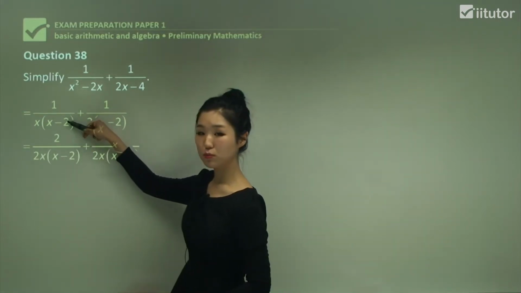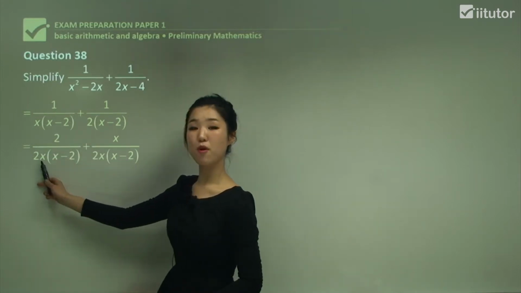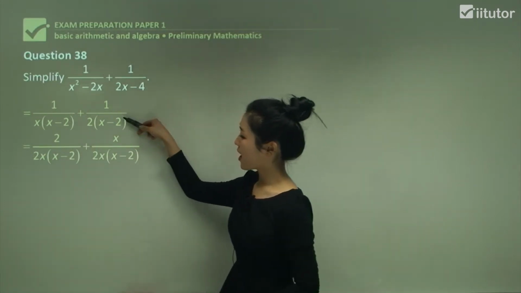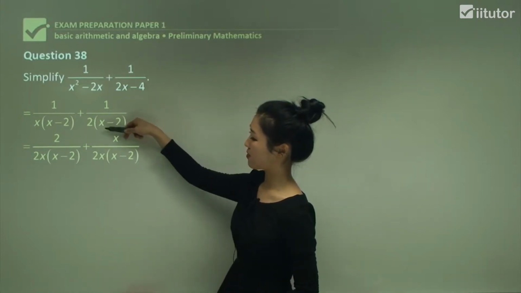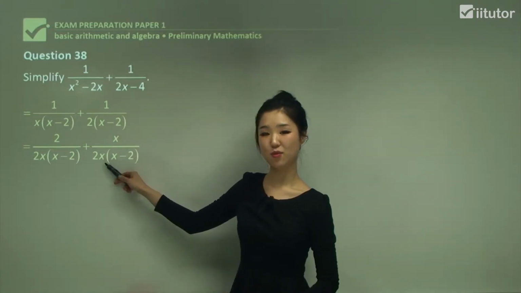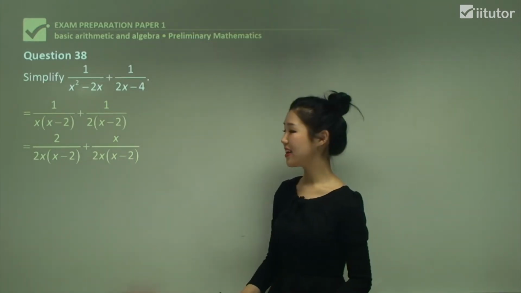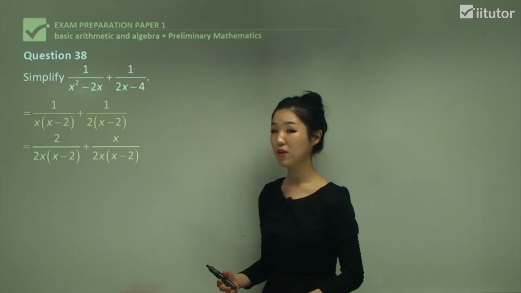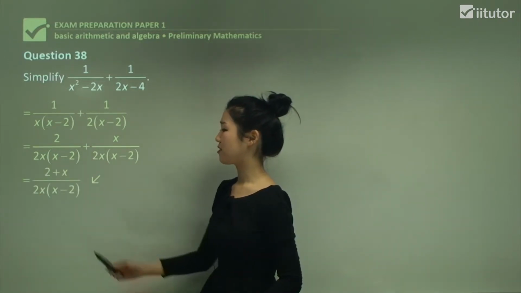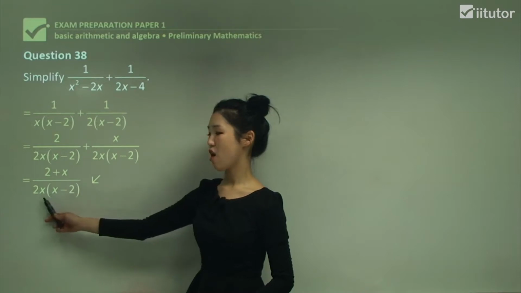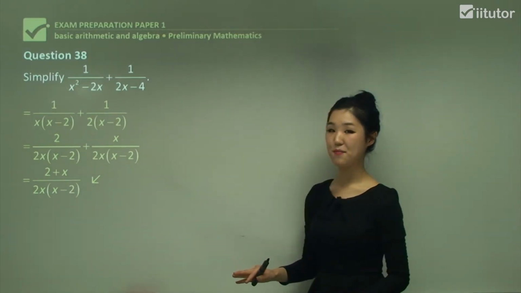So this side I'm multiplying by 2, so I have 2 on top, and then I stick the 2 on the bottom as well. And this side I'm multiplying by x on both top and bottom, so 1 times x is x, and I stick an x inside that as well. And now we have a common denominator. Okay, so we've got the same denominator. All we need to do is simplify the numerators. We're adding, so the answer is just 2 plus x over that common denominator. And that's your final solution, so have a look at that.